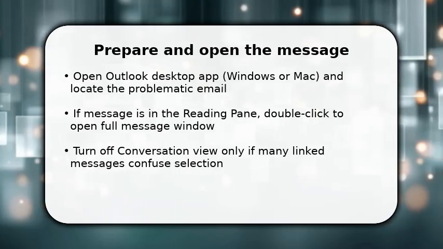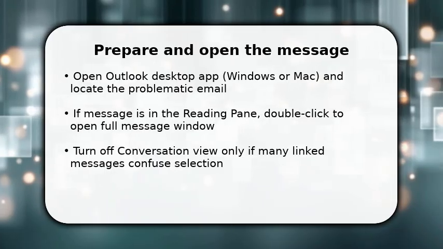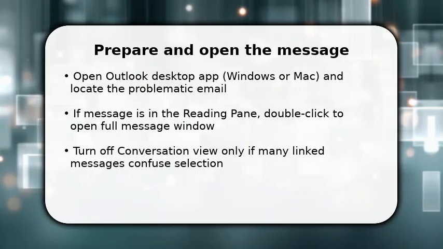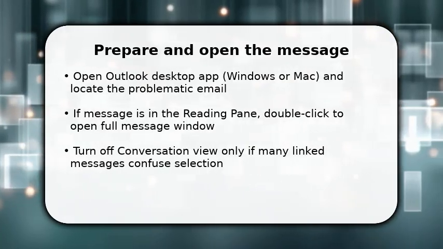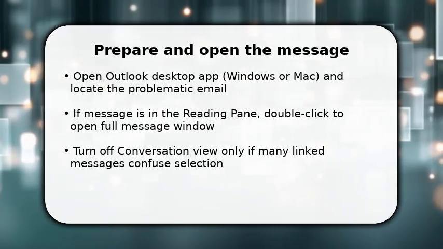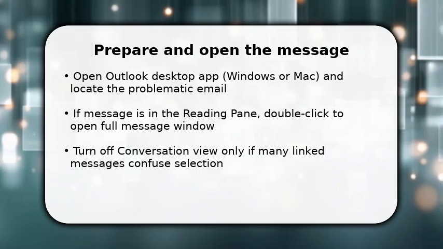You start inside the full message window because inline edits aren't safe in the reading pane. First, open Outlook Desktop and double-click to pop the email into its own window. If messages are grouped by conversation and that hides the one you need, toggle Conversation View off to isolate it.